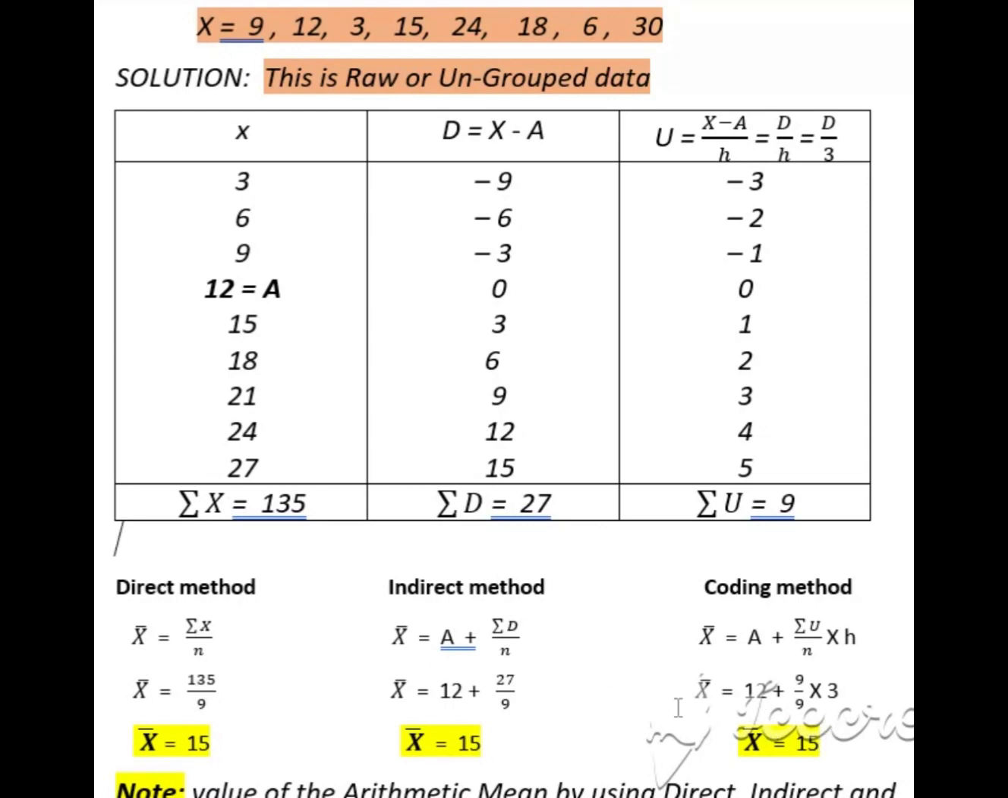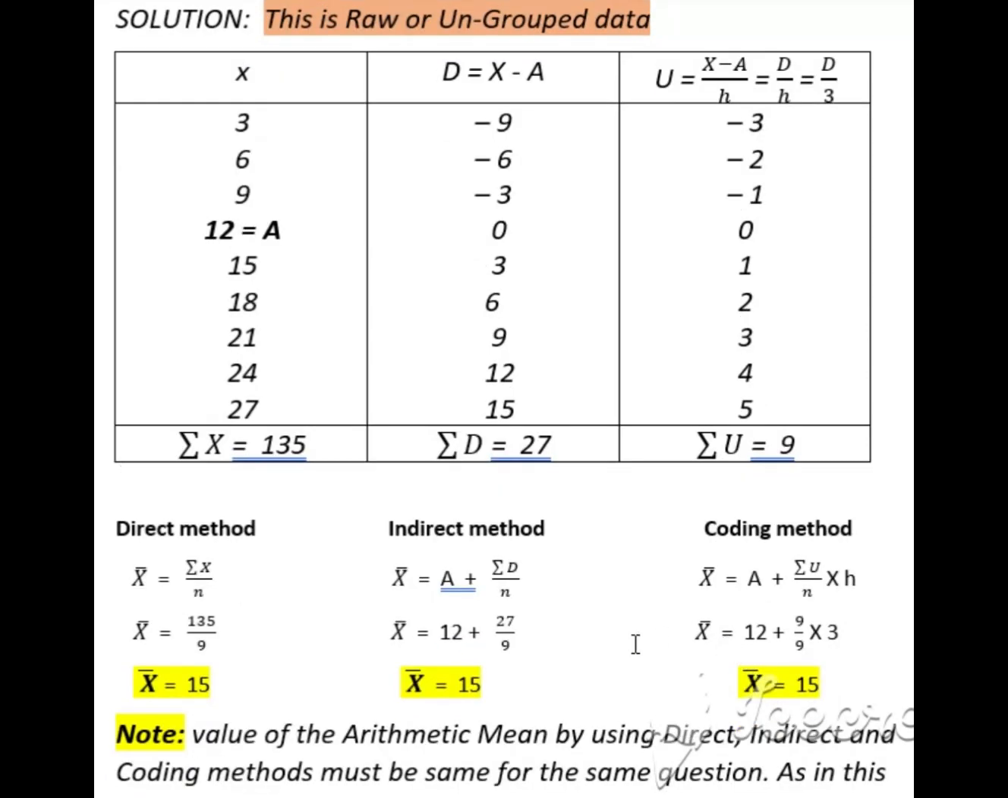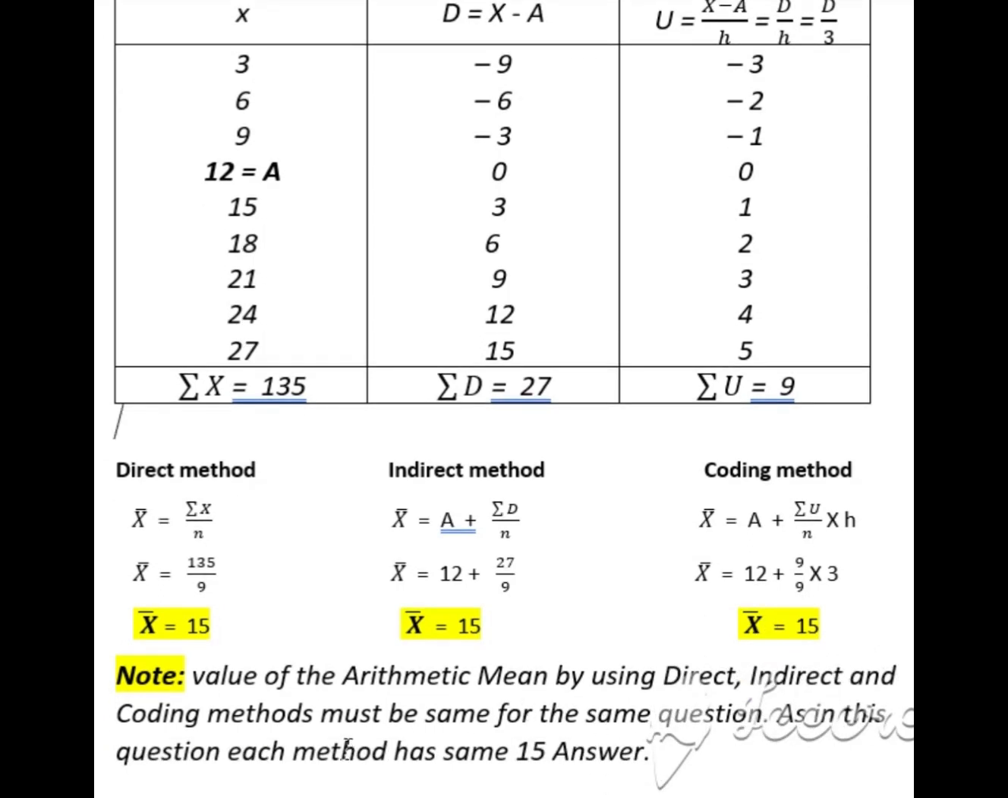So 15 is the coding method answer. One more thing to keep in mind: the direct method, indirect method and coding method all three give the same answer for the calculation of arithmetic mean. The value of arithmetic mean by direct method and coding method must be the same for the same question, as in this question, where each method has the same answer, 15.